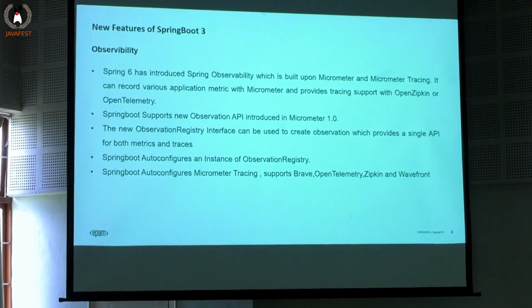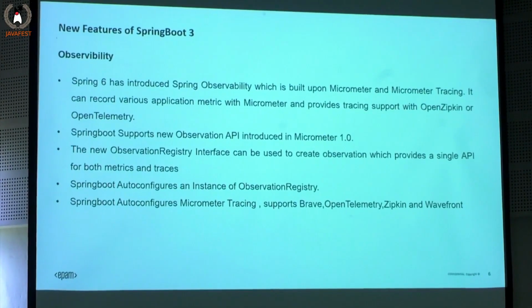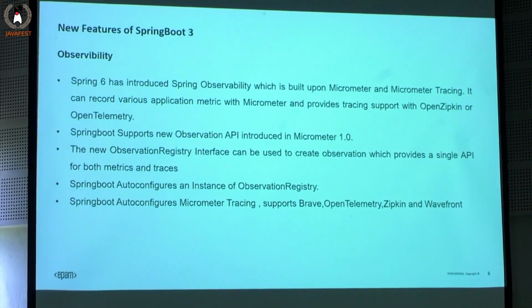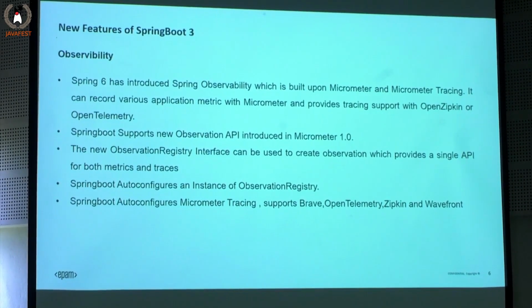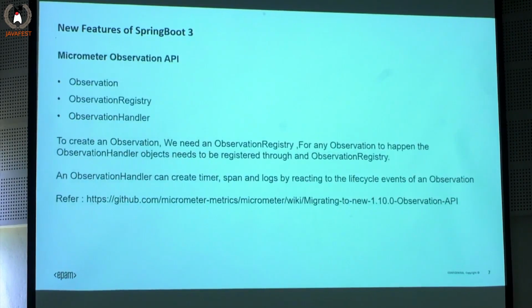This is the information where you can actually move to Micrometer, and there is support. It provides tracing support with multiple options, that is OpenZipkin and OpenTelemetry. It also auto-configures your observation registry and your Micrometer tracing. The supported ones, I think they also spoke about Brave, OpenTelemetry, Zipkin, as well as Wavefront.